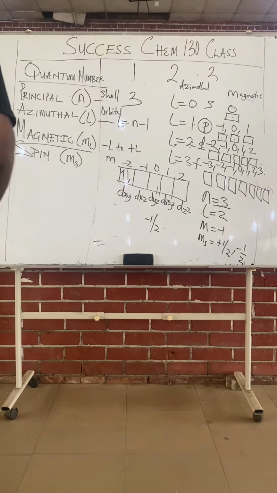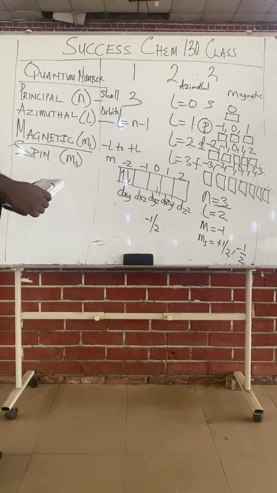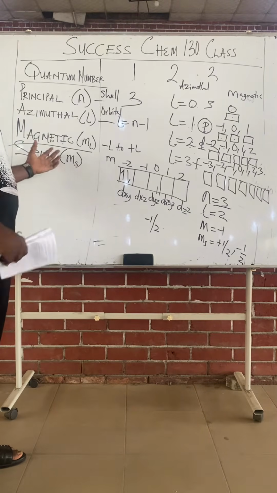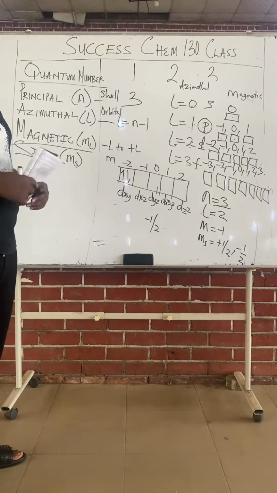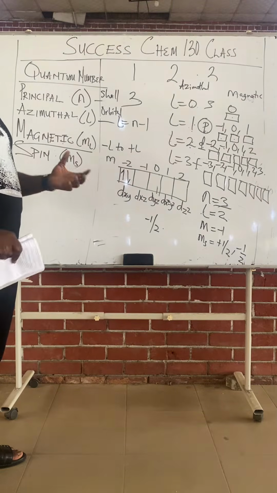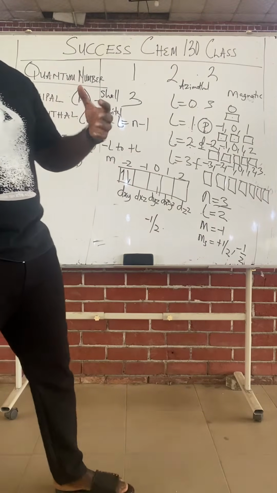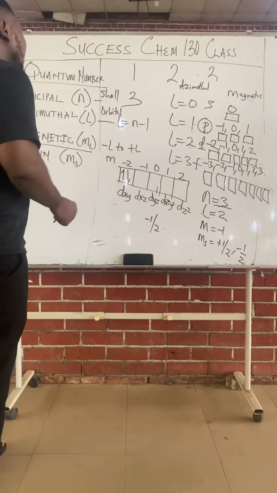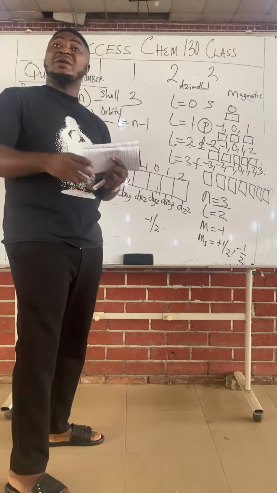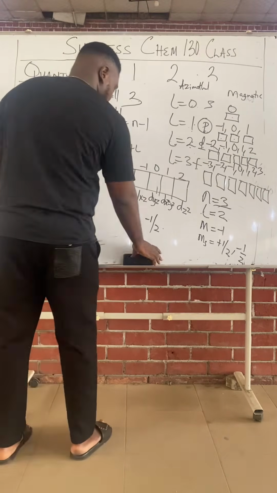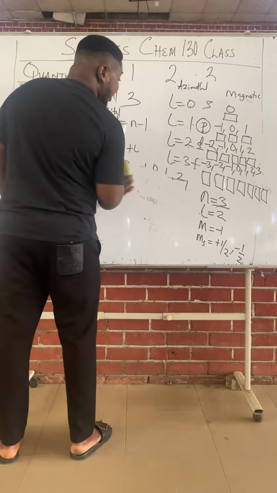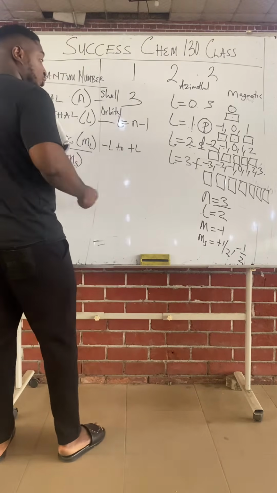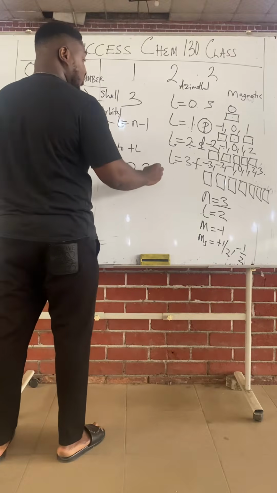Now, very, very important: the spin quantum number just helps us to know the orientation of the electron in the block. Now, class, they can ask you to calculate the maximum number of electrons. There's a formula for it, but the formula changes depending on what they give you. The formula for the maximum number of electrons in an atom is 2n squared.